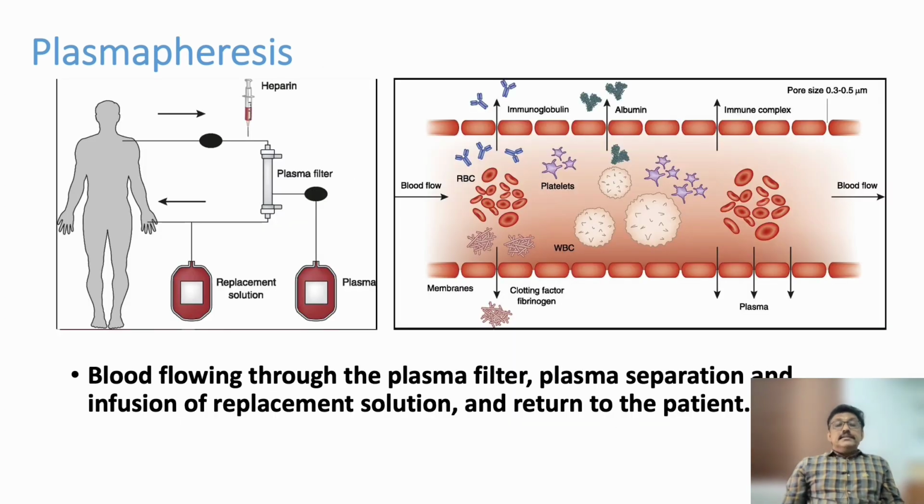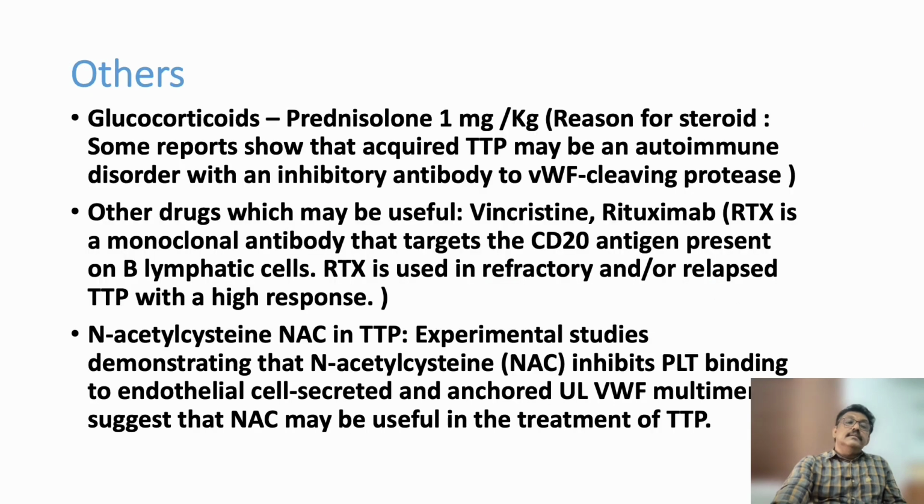So plasmapheresis means take out the plasma, 60 to 80 ml per kg body weight plasma is removed from the patient's body. That much plasma is given back to the patient that contains ADAMTS13 protein. That improves the clinical condition, that prevents the aggregation of platelets and thrombocytopenia. So that is very important. Plasmapheresis is the treatment of choice, not platelet transfusion.